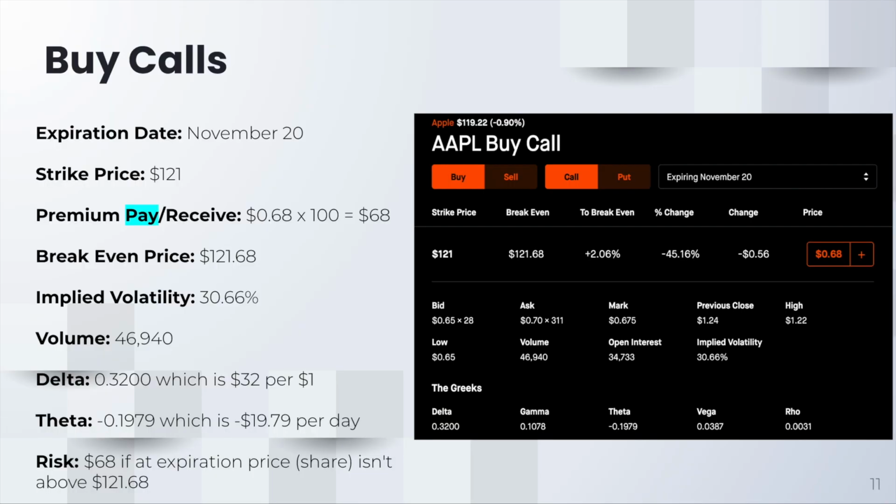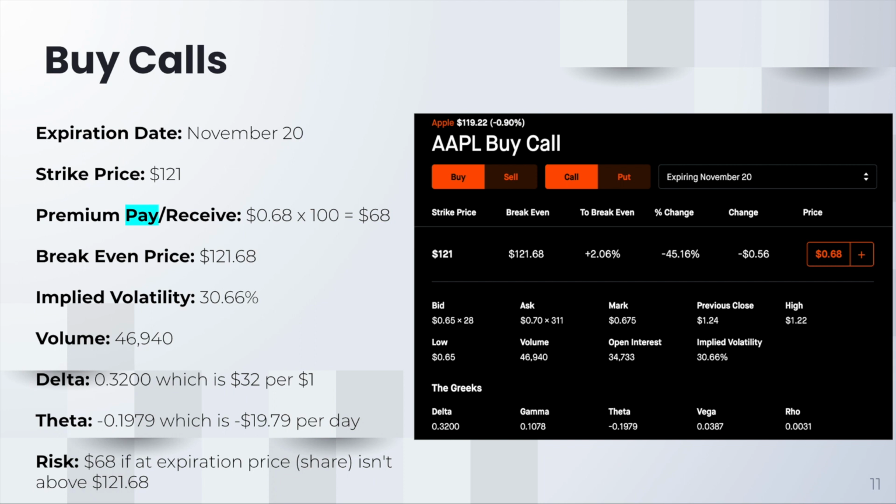Mainly what you will look at in an option is the following. Expiration date, which is November 20th. Strike price, which is $121. Premium that we will pay, which is the price times 100 shares, which ends up being $68. The break-even price, which is $121.68. Implied volatility, which is 30.66%.